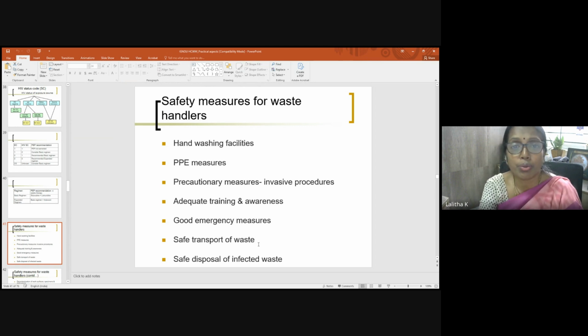Now coming to the safety measures for waste handlers, these are some of the important measures which we need to keep in mind. Hand washing facilities, PPE, that is personal protective equipment, precautionary measures especially when there are invasive procedures, adequate training and awareness creation, good emergency measures if there is any needle stick injury or any accidents, and safe transportation of waste, how they should take care of it, and finally safe disposal of infected waste.